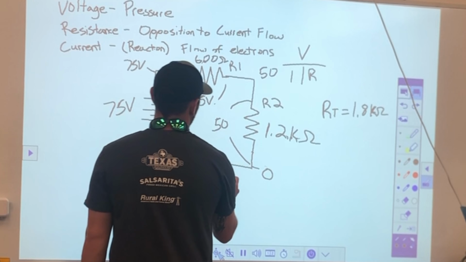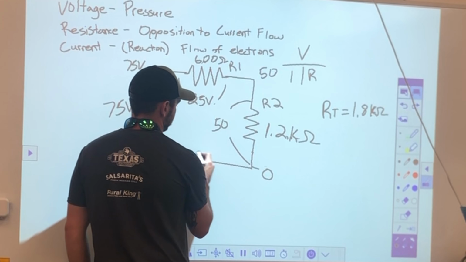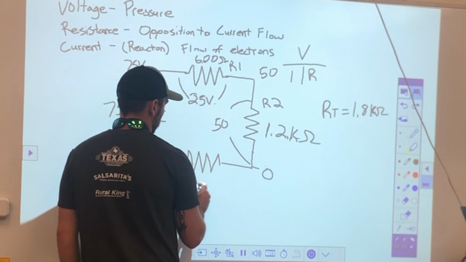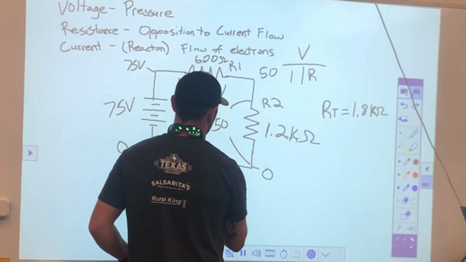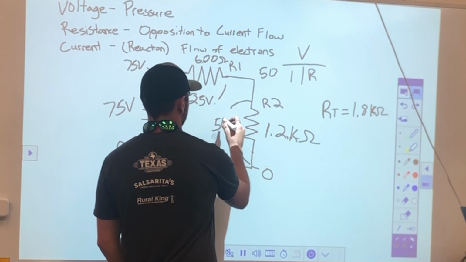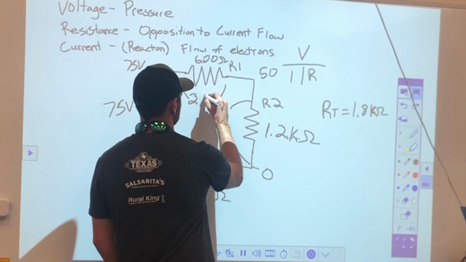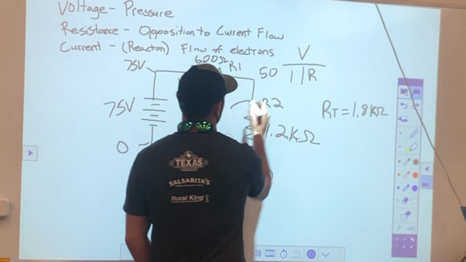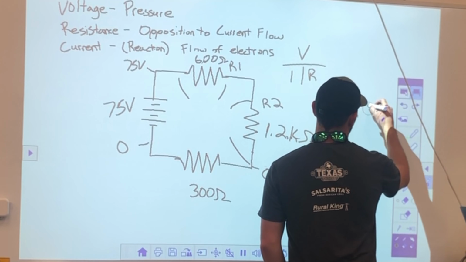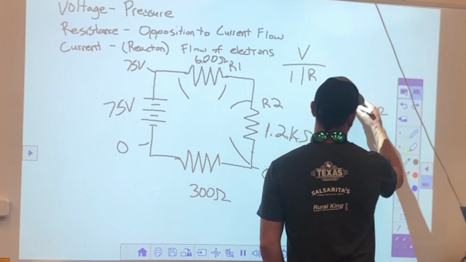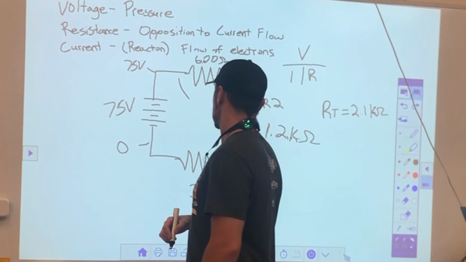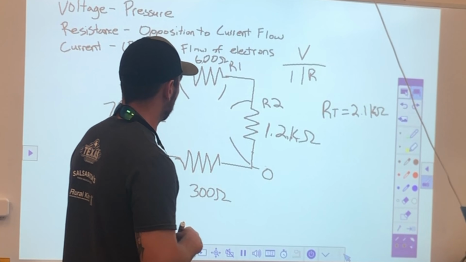Now, what's going to happen? I'm going to throw another resistor in here, and it's going to be 300 ohms. So this changes everything again, right? It changes my voltage drops, changes my current flow, and my total resistance. What's my total resistance now? 2.1K. All right. So what's my current flow?